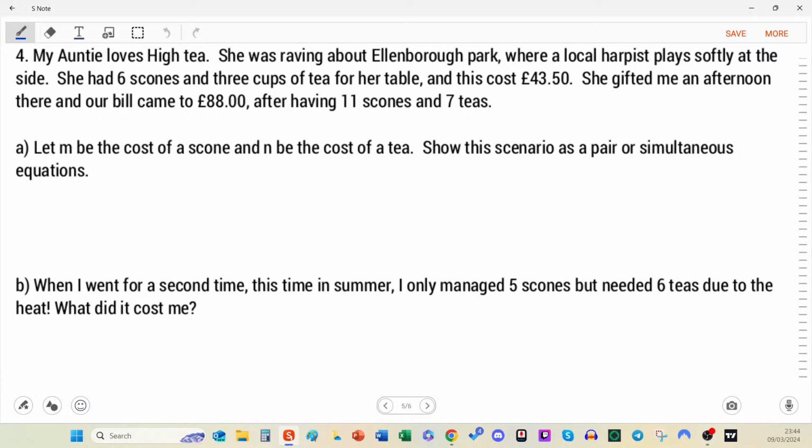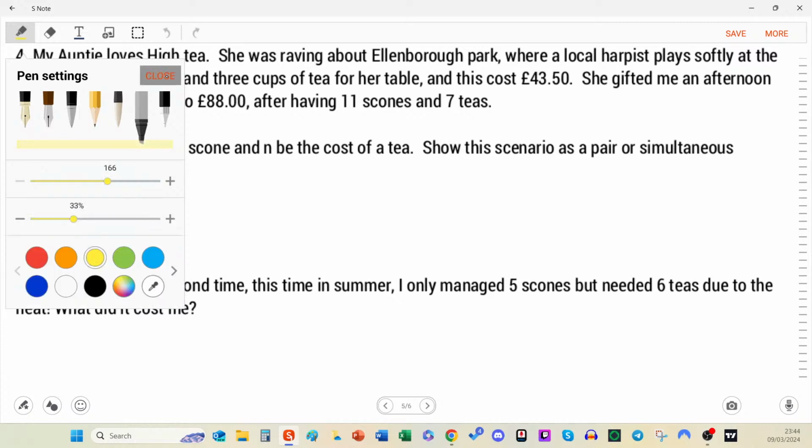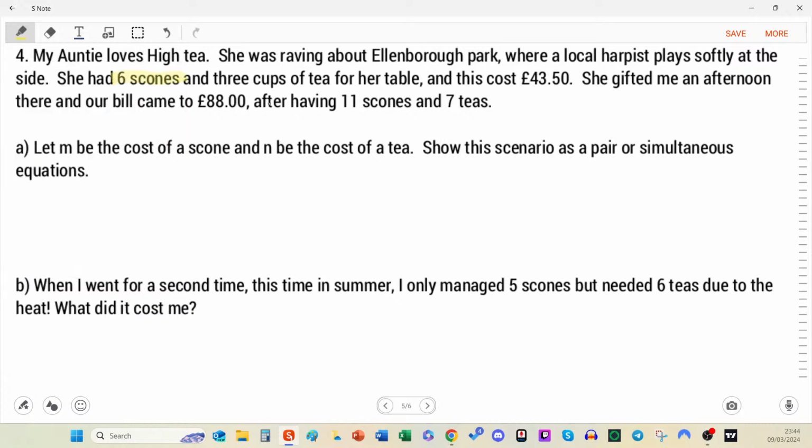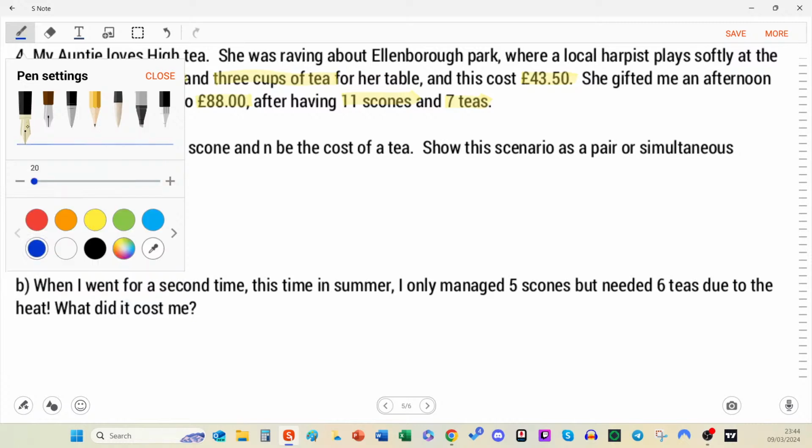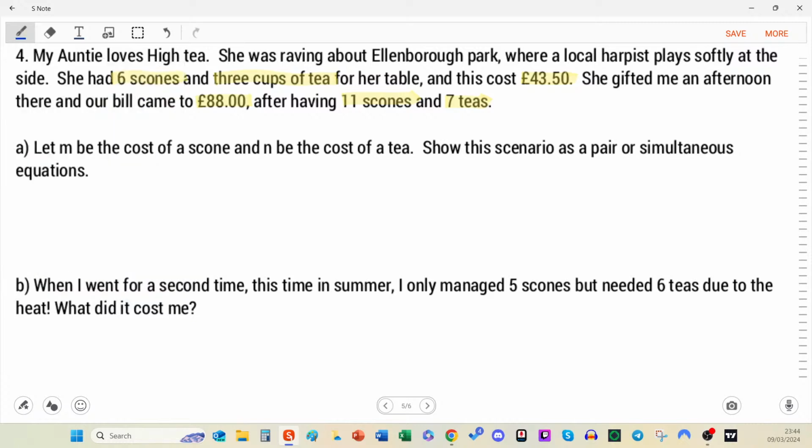She has 6 scones and 3 cups of tea for a table. Okay, that seems like important information. So 6 scones and 3 cups of tea. Mixing numbers with words. Tricky, eh? And this cost $43.50. She gifted me an afternoon there, and our bill came to $88 after having 11 scones and 7 teas. Okay, so we've got 2 bits of information about 2 variables on 2 different locations, and we're assuming that the price stayed the same between the 2 visits.